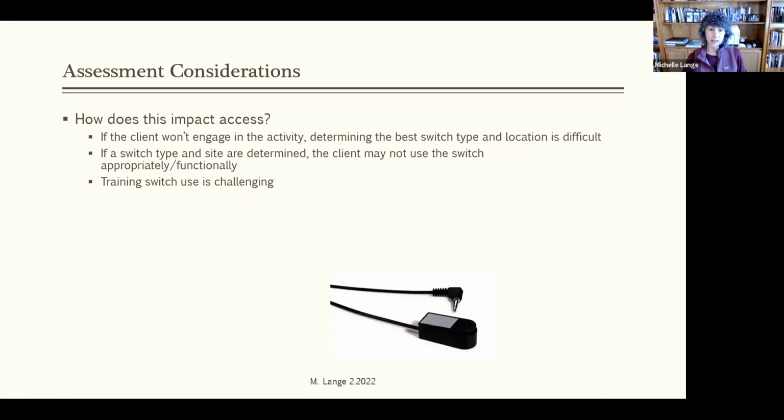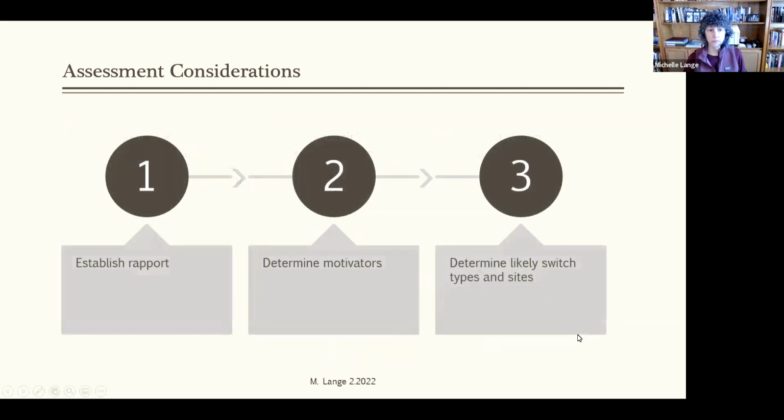So, how does this impact access? Well, in a devastating way sometimes. If the client won't engage in the activity, then it's really hard to figure out where to put a switch and what type of switch to use because we can't entice the client to hit the switch in the first place. If we don't determine the optimal switch type and site, then the client may not be able to optimally use their assistive technology. And training switch use can also be very challenging.